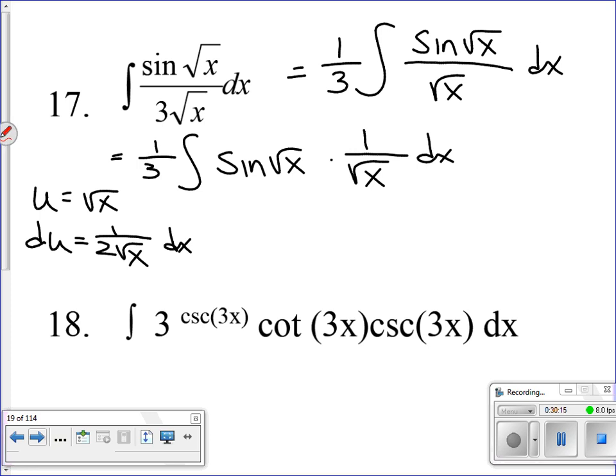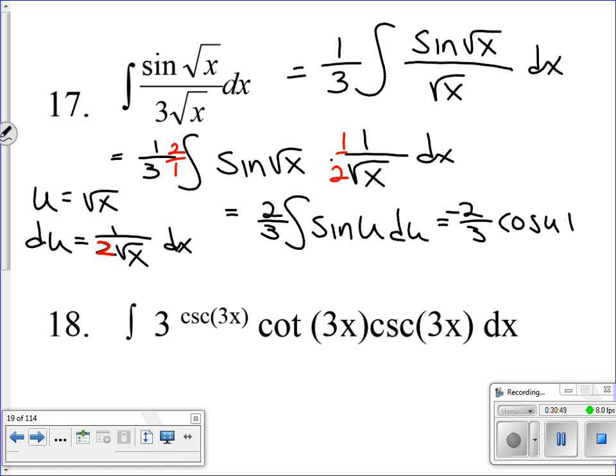Now, we see what we're missing. We have the 1 over rad x, but we don't have the half. We don't have the 2 in the denominator, right? So we're missing a 2 down here, which really means we're multiplying by 1/2 inside. So we multiply by 2 over 1 outside. So we get 2/3 times the integral of sine of u, all that is just u. This gives us 2/3 times negative cosine u, so I'm going to put a negative 2/3 cosine u. And so our final answer is negative 2/3 cosine of rad x plus c.